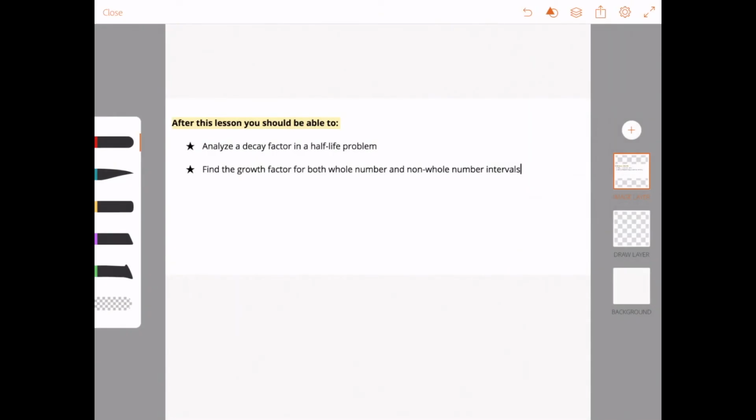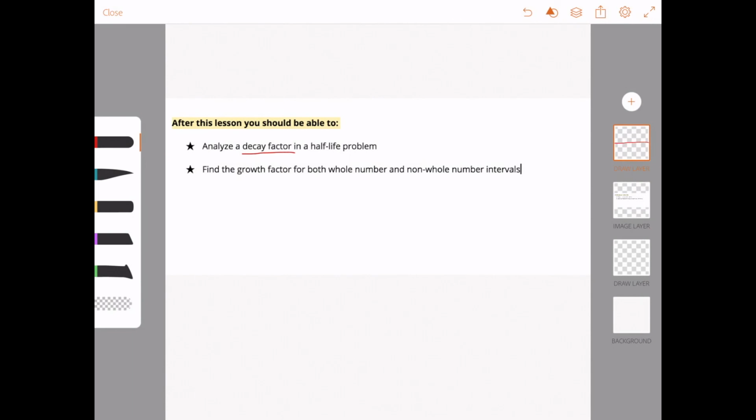So at this point, you should be able to analyze a decay factor in a half-life problem, which we know is 1/2. The decay factor will always be 1/2 in a half-life problem, because that is how much the initial amount is decreasing by over one period. The other goal was to find the growth factor for both whole number and non-whole number intervals. We've been talking about fractions here, so I think we can safely say we covered that.